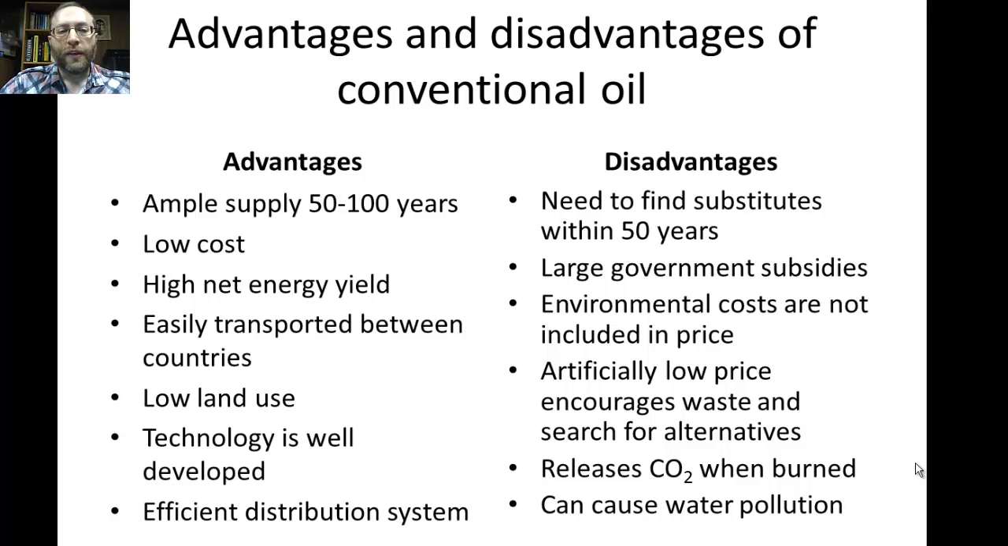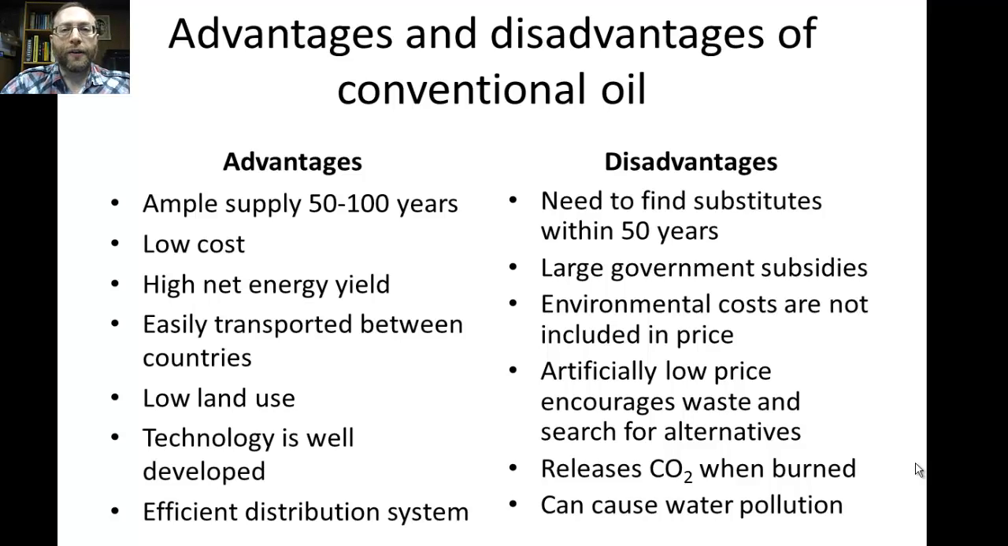Disadvantages are, since we will be running out within the next 50 to 100 years, we need to find substitutes within the next 50 years. There are large government subsidies for these. The oil companies, even though they're the most profitable companies in business, I'm talking about the U.S. companies, they still receive government subsidies. Environmental costs are not included in the price. The prices are artificially low, and this encourages waste and a search for alternatives.